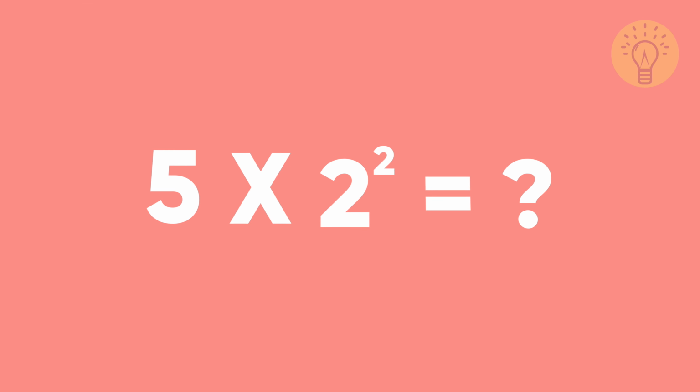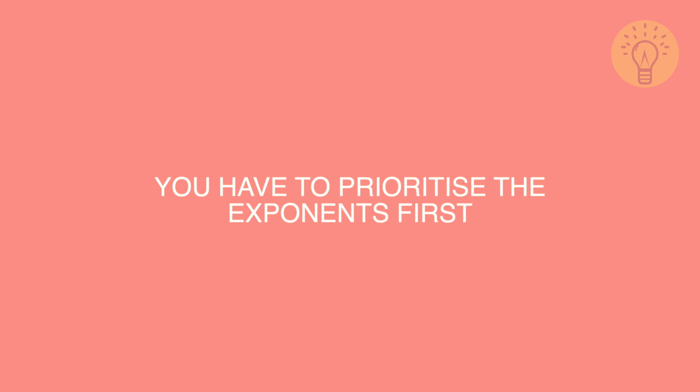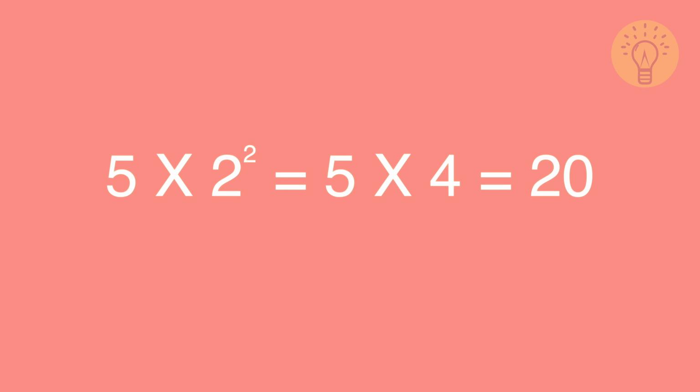Let us take an example to prove that. What is 5 into 2 squared? The answer is 20. How did I get it? You have to prioritize exponents before multiplication. In this case, 2 squared is the exponent and you have to do that operation first. So your question becomes 5 into 4. So the answer becomes 20.